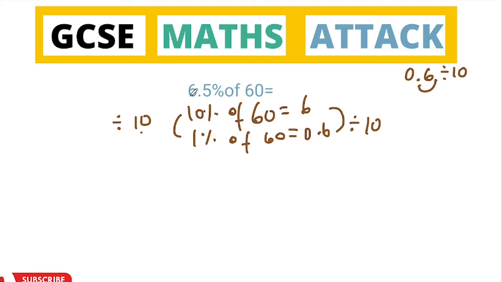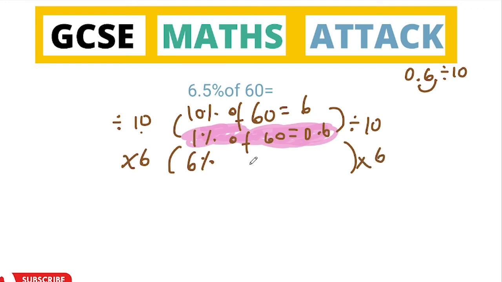We need to get to 6.5. So I need to work out 6%. Now that I have 1%, I know that 1% is 0.6. I need to get to 6%, so I need to times my answer by 6. 1 times 6 is 6.